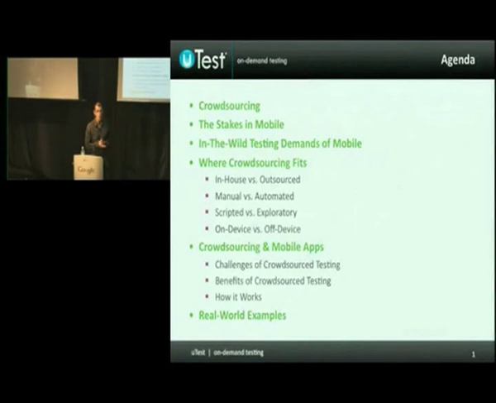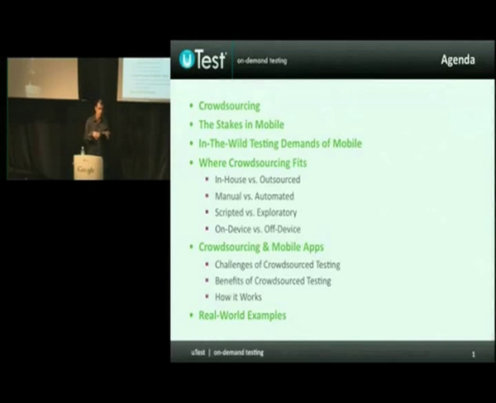So from an agenda perspective, I'm actually going to start by introducing crowdsourcing. Talk a little bit about the history, talk a little bit about crowdsourcing in other types of industries. Then I'm going to introduce the mobile application market. Talk about the size of it, how it's growing, and what's at stake for mobile developers and people that are testing mobile applications. I'm going to talk about the unique challenges of what we call in-the-wild testing that mobile needs. And I'm going to address where crowdsourcing fits when we look at the 4 dimensions of testing: in-house versus outsource, manual versus automated, scripted versus exploratory, and on-device versus off-device for mobile.